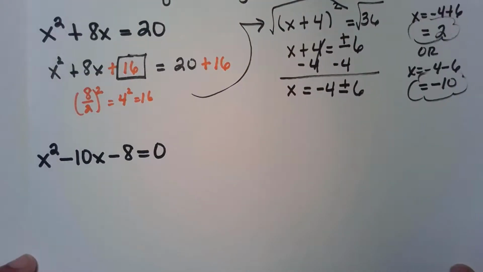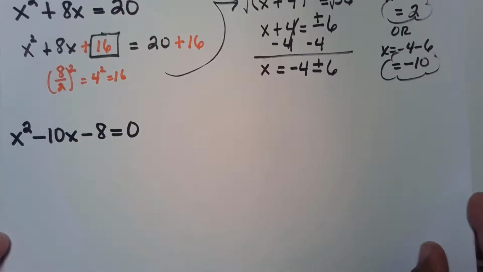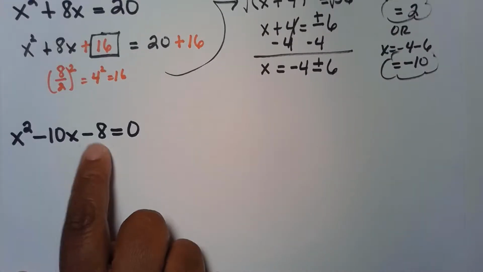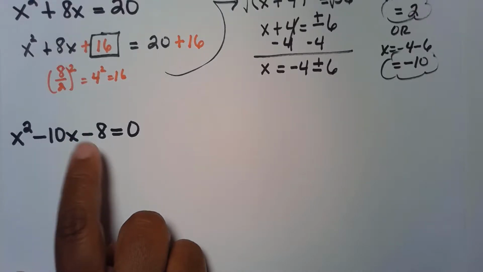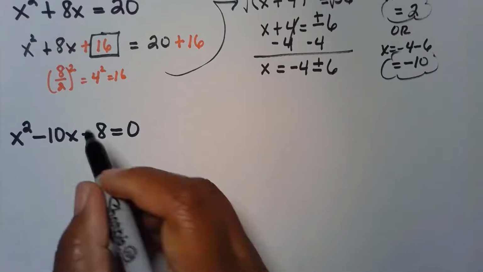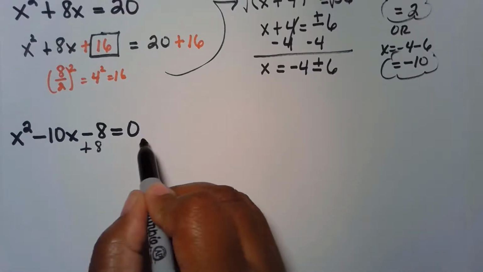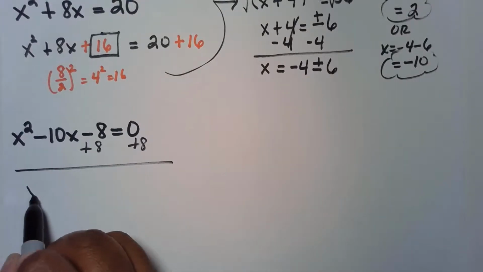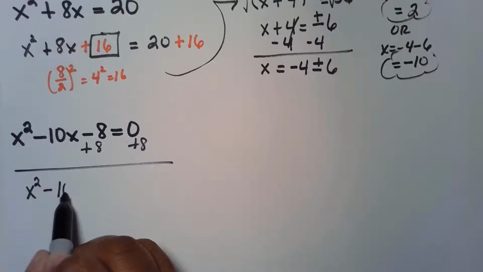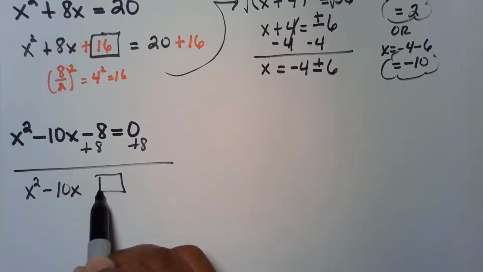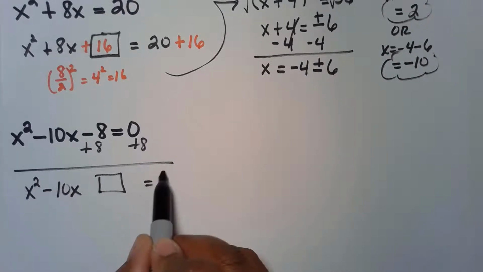Next example. We have here x squared minus 10x minus 8 equals 0. We want this constant term, which is the minus 8 here, by itself on one side. So what we're going to do is add 8 to both sides. So we have here x squared minus 10x. Let's leave a blank space here and put a box here. Equals 8.